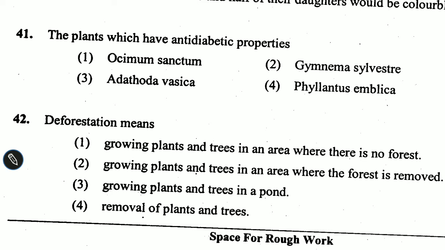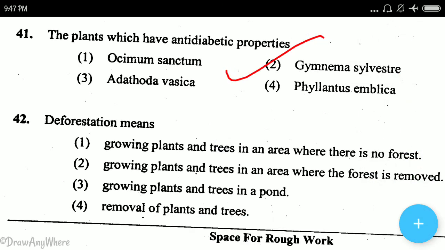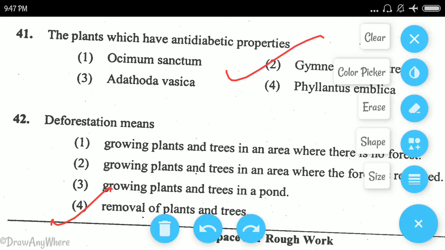So let's start. The plants which have anti-diabetic property, the answer is Gymnema sylvestre. Now coming to the next question. Deforestation means, it is very easy, you all know: the removal of plants. Now coming to the next question.